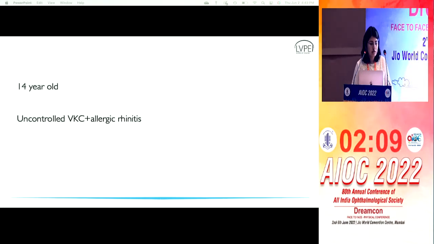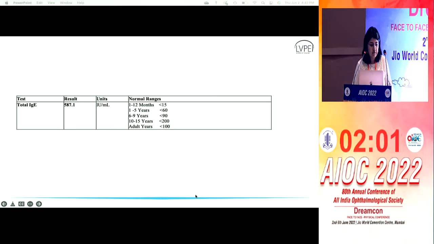So here, this was a 14-year-old patient who had uncontrolled VKC and allergic rhinitis. Her total IgE was elevated.